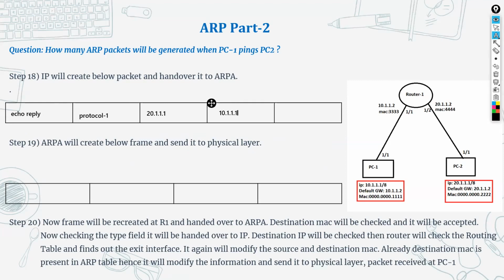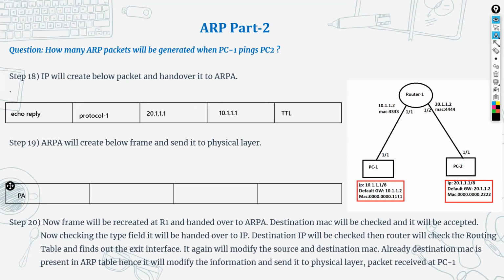It is going to do the AND operation. It will find out that the destination IP is in a different subnet. It is going to check the ARP table for the gateway MAC, right? Sorry, this process will be followed at ARPA, not at layer 3. So IP is going to populate the TTL. It is going to hand over this particular information to ARPA.